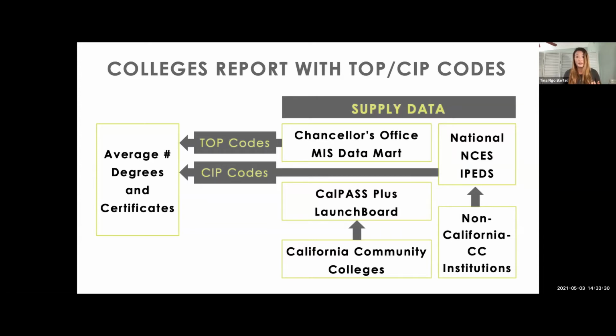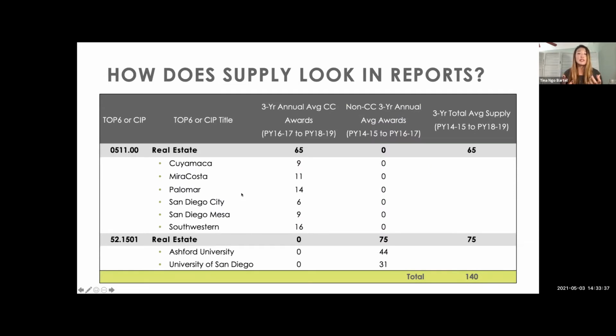So how does supply look like in reports? Well, again, we look at these codes. So here's an example. You're going to see this report when we share it out to folks. But essentially for this particular occupation, we identify real estate top code as a related top code. And then we looked at all the colleges in our region that awarded degrees or certificates for that top code, and then we added them up. Similarly, we looked at non-California community colleges and which programs are offered under the real estate zip code, and then we add up their awards or degrees and certificates, and we get a total number of 140 awards related to property, real estate, and community association managers.